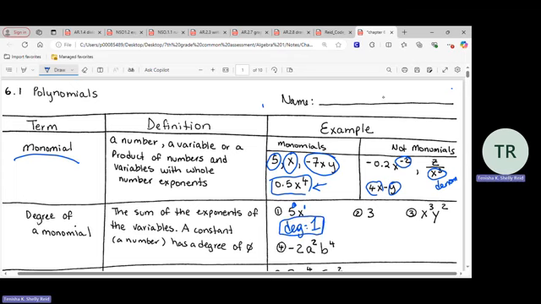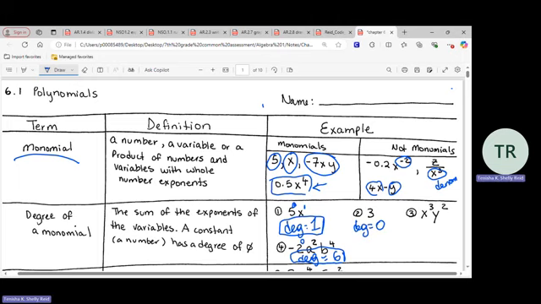Let's look at the degree for this number 4. We have negative 2, that's a number, a squared, b to the fourth. The number has a degree of 0. The a has a degree of 2, and b has a degree of 4. So 2 plus 4 plus 0, the degree of this monomial is 6. If we look at number 2, it's just a number. Again, it's a constant, and the degree of any constant is 0. So the degree of that monomial is 0.